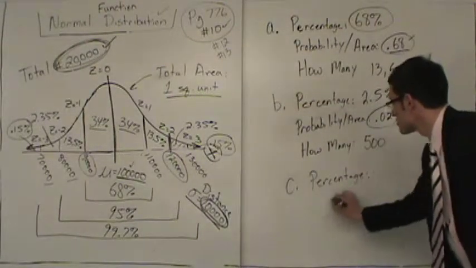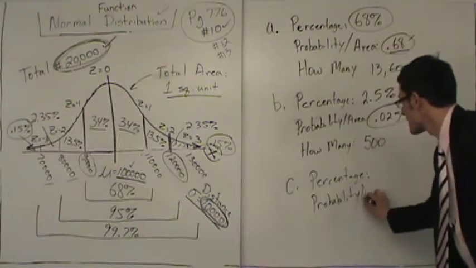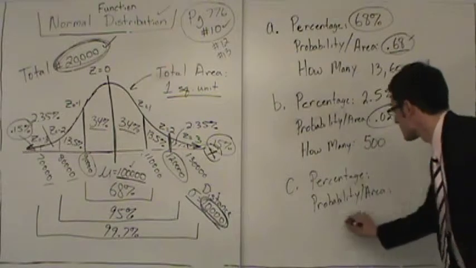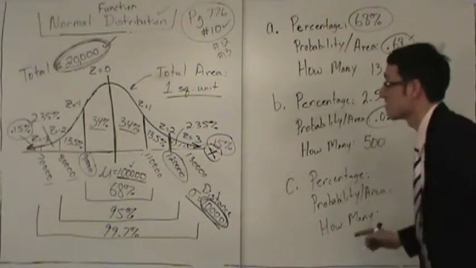What else? Percentage. What else? Probability. What else? Slash area. What else? How many? Okay, so we first find our percentage.